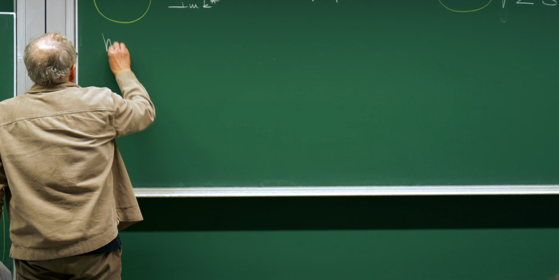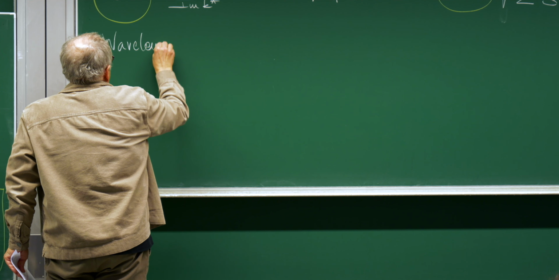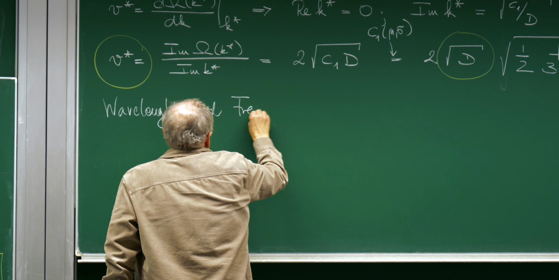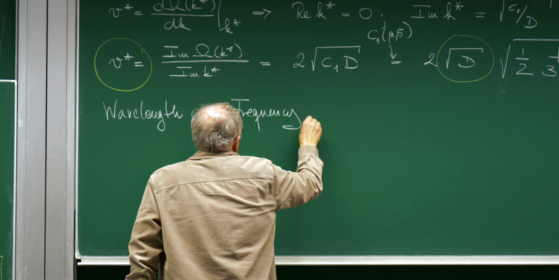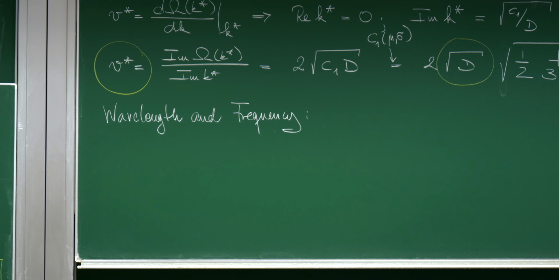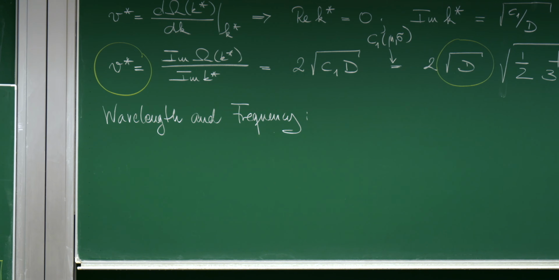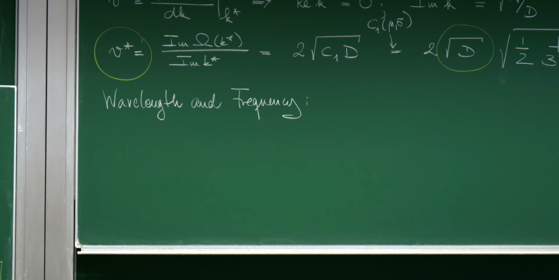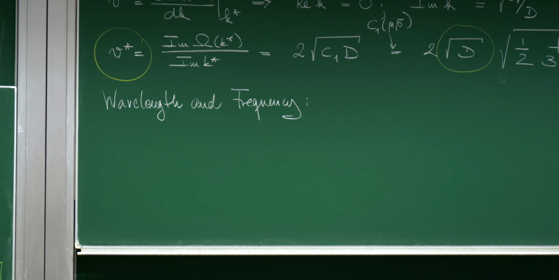Next question is, what about the wavelength and the frequency of these waves? So how broad are the arms in the spirals, and what's the frequency? So here, I cannot just get away with looking at the linear part, because now I need to worry about how the wavelength is actually selected in the system. And wavelength selection happens when you go to the nonlinear theory.